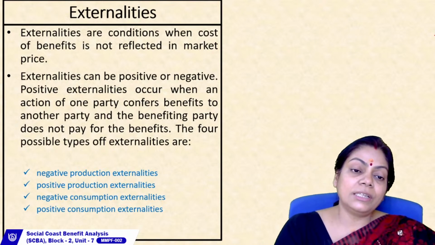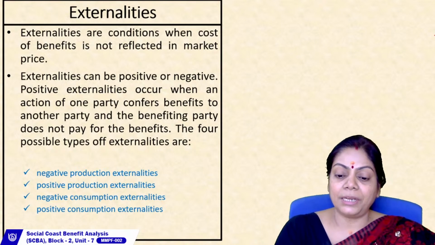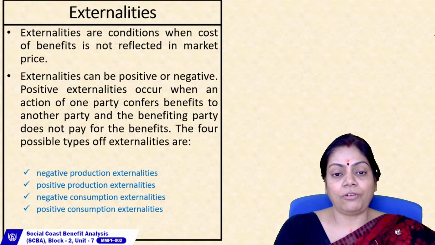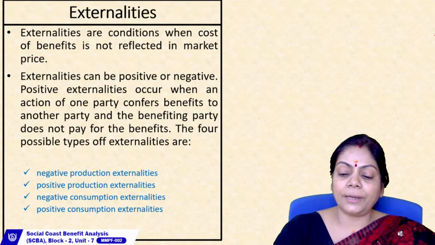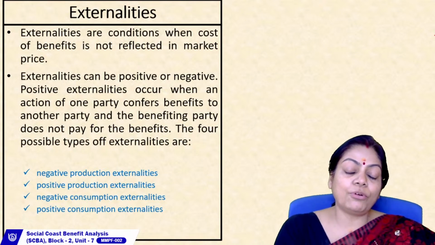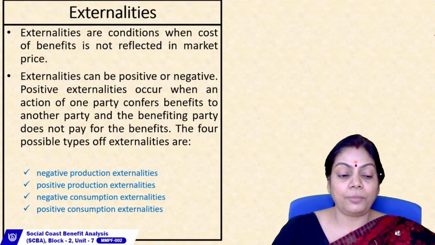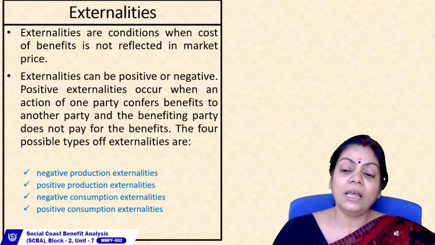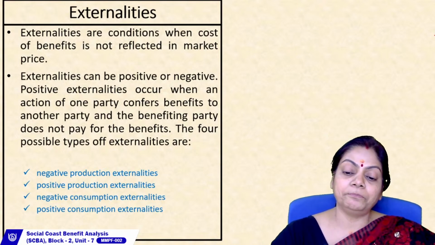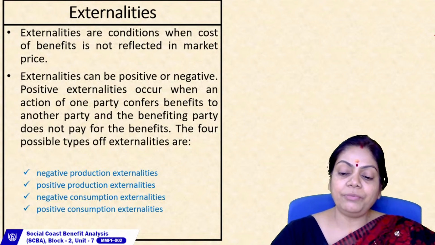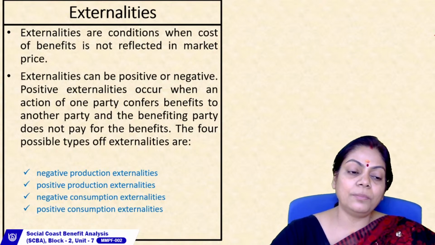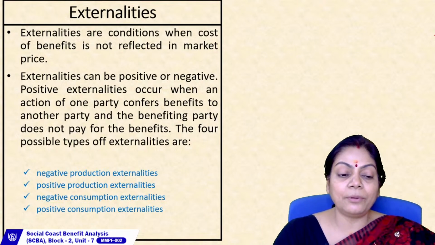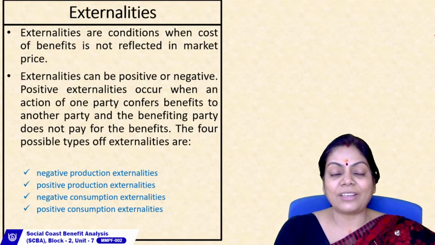Positive externalities occur when the action of one party confers a benefit to the other party, and the benefiting party does not pay for the benefits. For example, let us say I'll talk about four issues: two issues on the production side and two issues on the consumption side. When we talk about the consumption side, we'll start with the positive one. The best example of a consumption externality is vaccination.